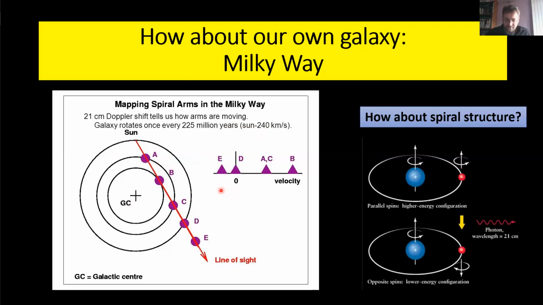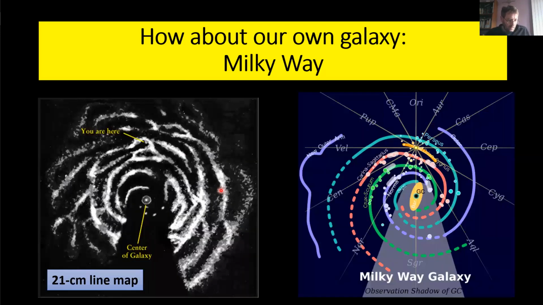So quite something. Now we can use basically this 21 centimeter line and make a galactic map. And we see the galactic center. We see the shadow because they're so bright, we can't see behind. And then we see this map. So we are here. Again, galactic center.